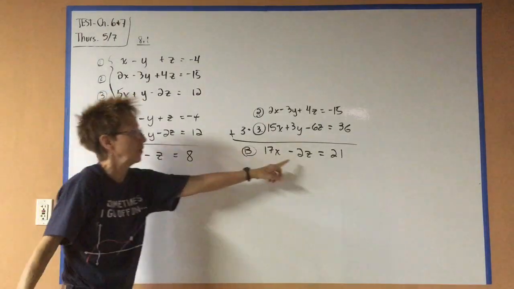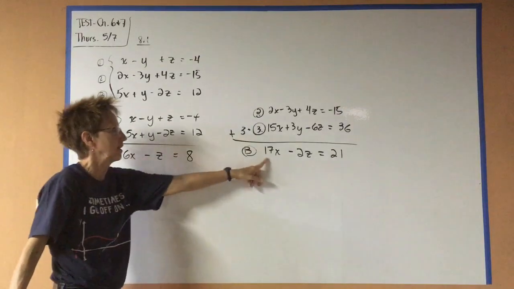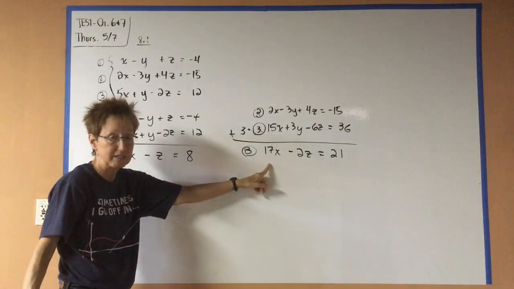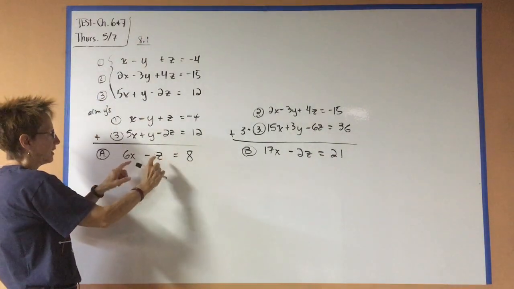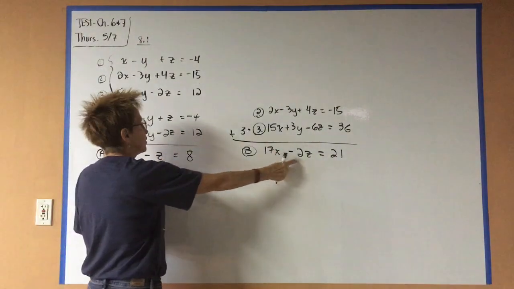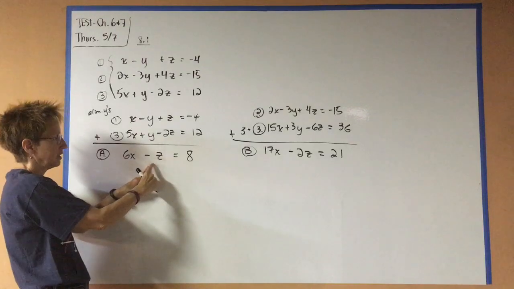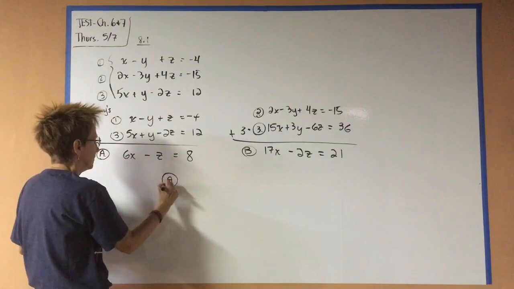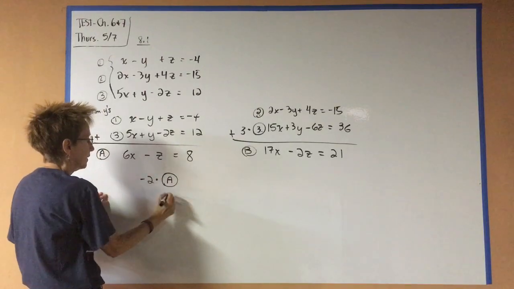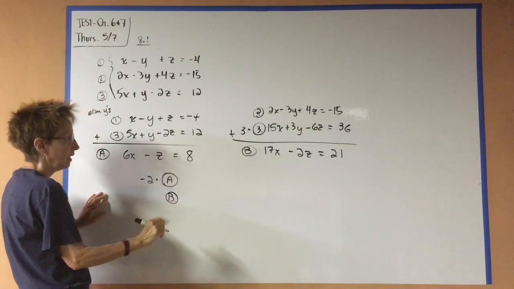Well, I think z's look a whole lot easier than x's, because I'd have to turn both of these into a number that they both go into. So I'm going to choose to take equation A. This is a negative 2z, so this needs to be a positive 2z. So I'm going to take equation A times negative 2, and I'm going to leave equation B alone.